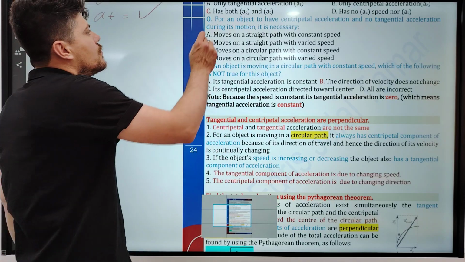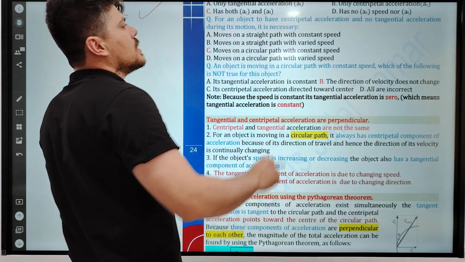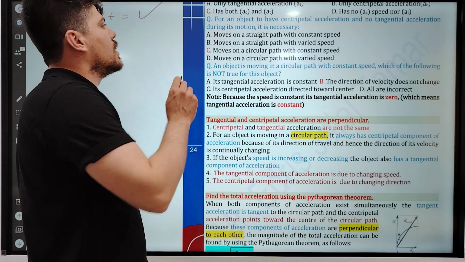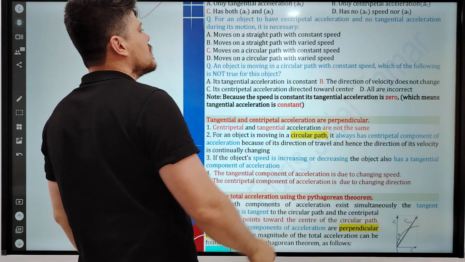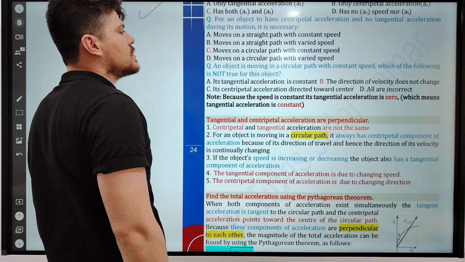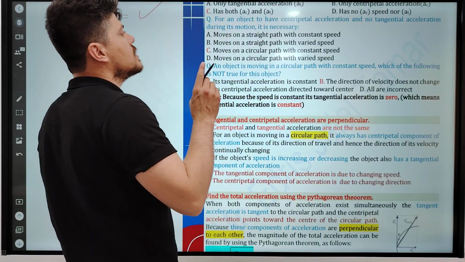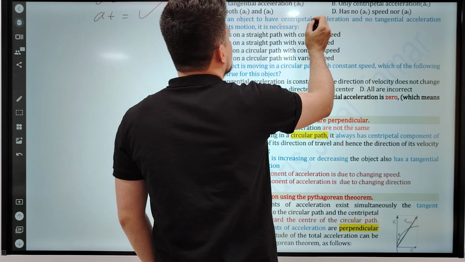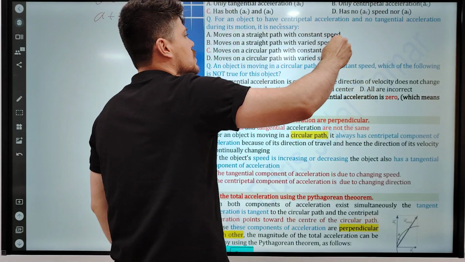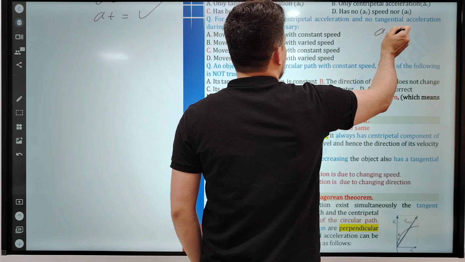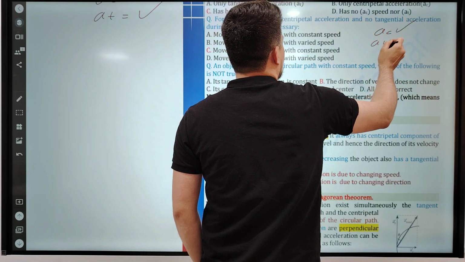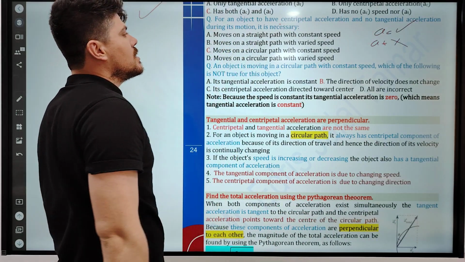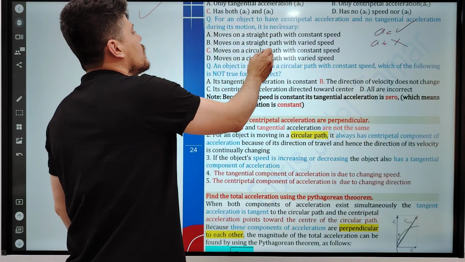Another question. For an object to have centripetal acceleration and no tangential acceleration during its motion, it is necessary that it... Moves on a straight path? No. On a straight path, we don't have centripetal acceleration. The question says, I'm going to repeat, be careful: for an object to have centripetal acceleration but no tangential acceleration, which means it has AC but has no AT. Moves on a straight path? No. Moves on a circular path?